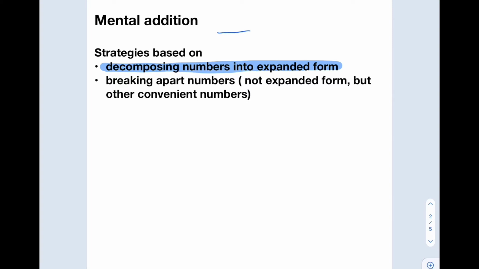Recall that with expanded form, we're going to think about place value. So we'll be thinking about numbers in terms of ones, tens, hundreds, and so on. Let's look at an example. Let's add 23 and 16. First, I'm going to talk through my thinking and record it in a way like we might in an elementary classroom, and then we'll formally do this with properties.